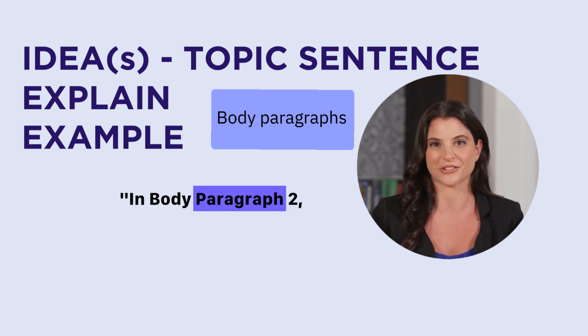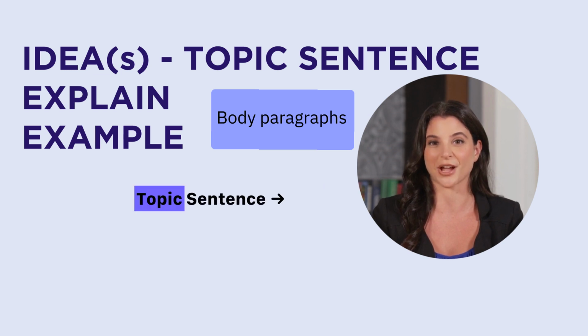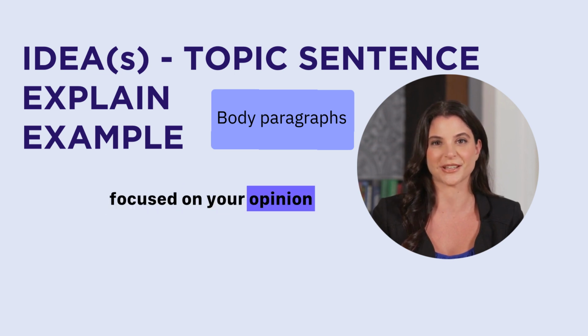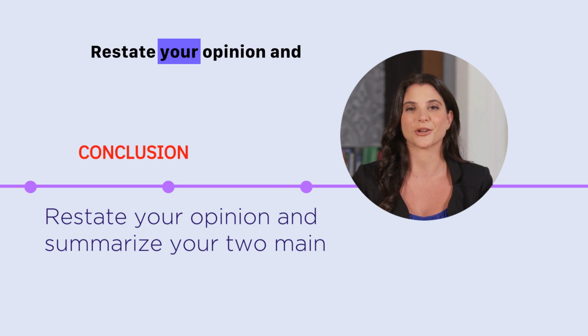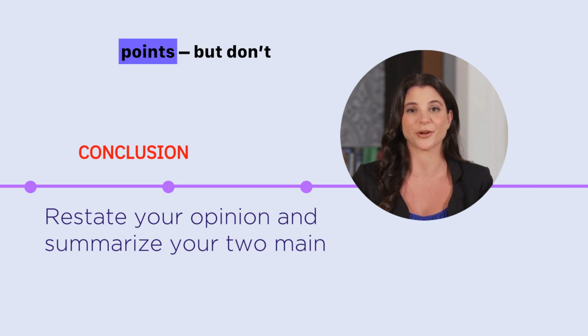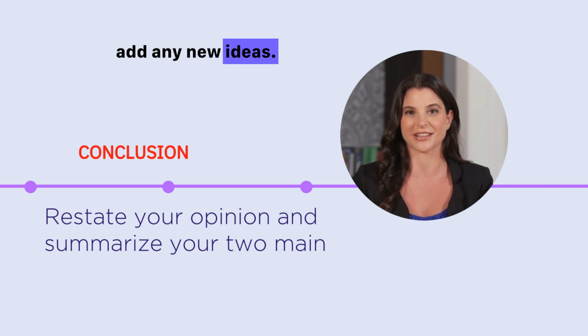Write your next body paragraph. In body paragraph 2, give your second supporting reason. Follow the same structure, topic sentence, explanation, example. Always remember, stay focused on your opinion. Step 3, conclusion. Finally, write a short, clear conclusion. Restate your opinion and summarize your 2 main points, but don't add any new ideas.